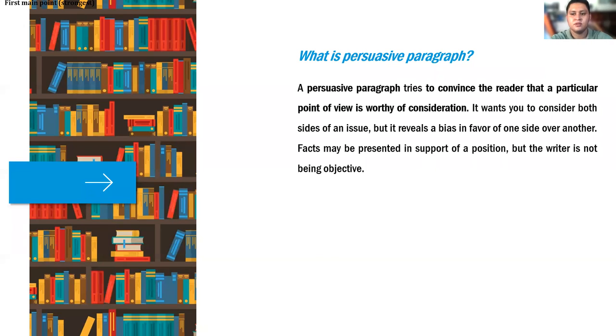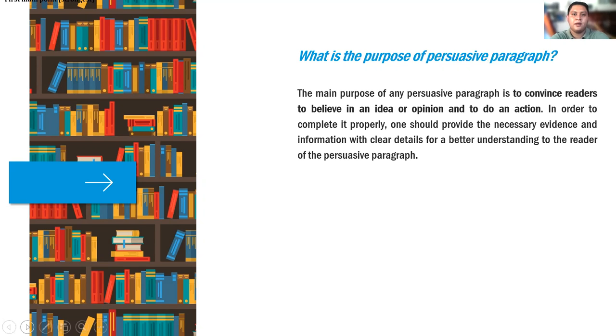Thank you so much. Okay, as the definition says, we need to put attention to this: the persuasive paragraph tries to convince the reader that a particular point of view is worthy of consideration. As you wrote in the chat section, this type of paragraph is to convince the reader to do something or to believe something. And let's move the slide. And what is the purpose of persuasive paragraph? Someone can help me to read, please.